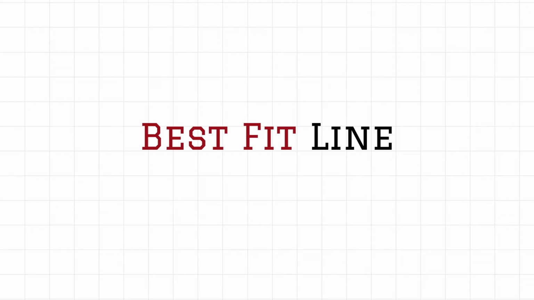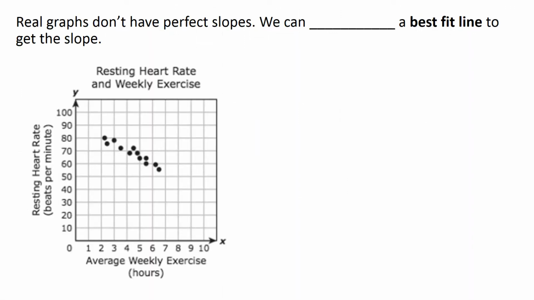For real life graphs, sometimes the trend is going to be a little bumpy, and that's where we're going to have this new tool called a best fit line to help us calculate the slope or rate of change of one of those bumpier trends. Real graphs don't have perfect slopes, so we can draw a best fit line to get the slope. So I'm going to show you an example for our data here.